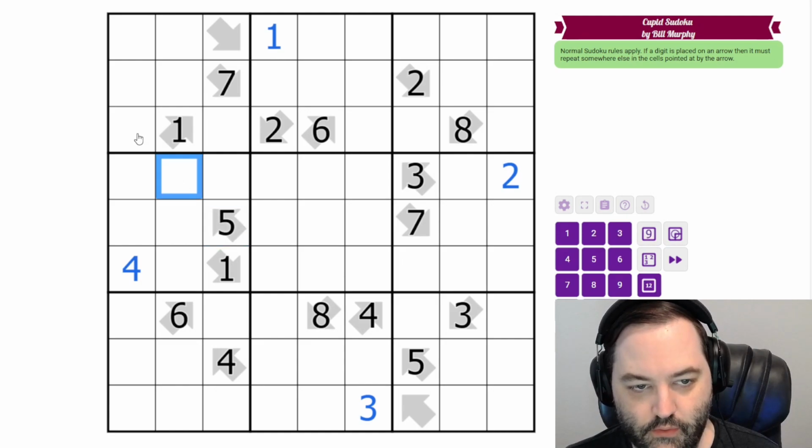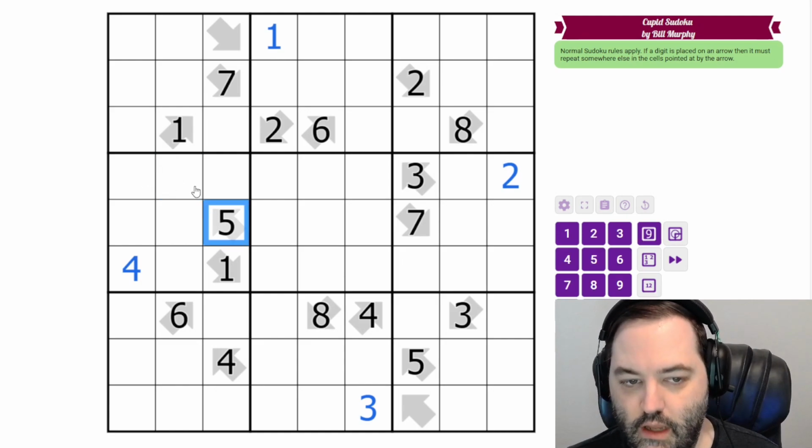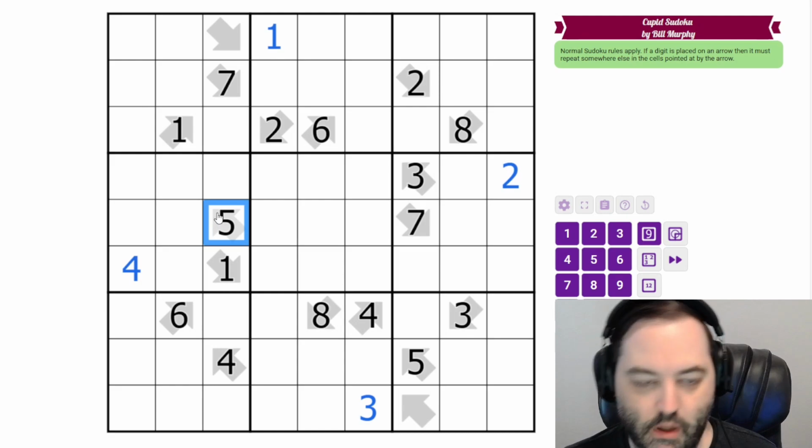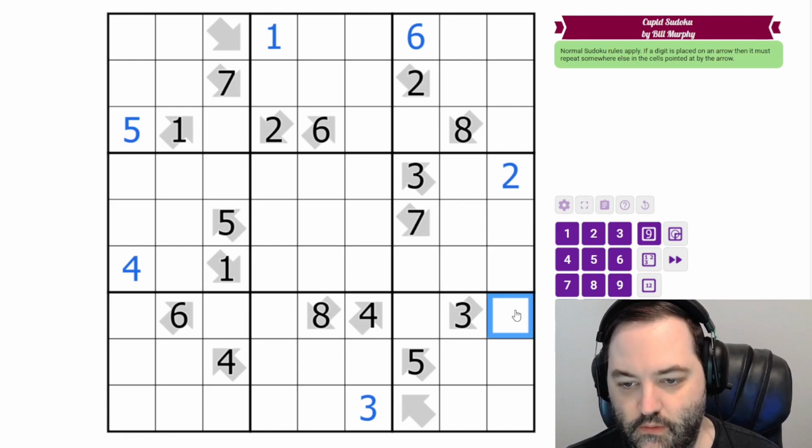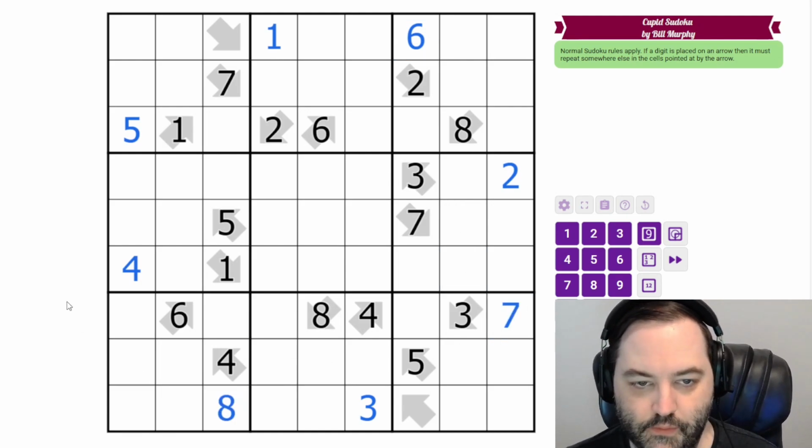Now these also are pointing at 2 cells, and one of the cells is in the same box as the arrow. So this can't be 5, this must be 5. This can't be 6, this must be 6. This must be 7, and this must be 8.